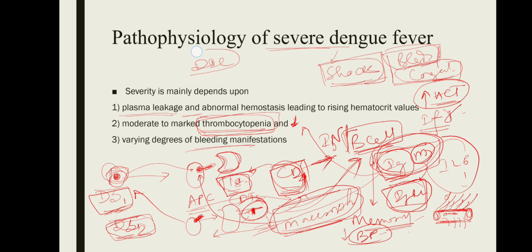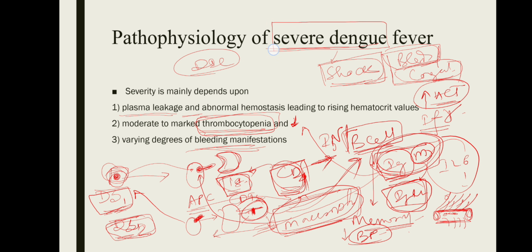Why is coagulopathy there? Because of the huge amount of production of immunoglobulin, the body decreases the production of coagulation factors, and also the huge cytokine storm destroys the coagulation factors. So there is a coagulopathy, and that means the child may present with bleeding manifestations. So this is the main pathophysiology of severe dengue fever.